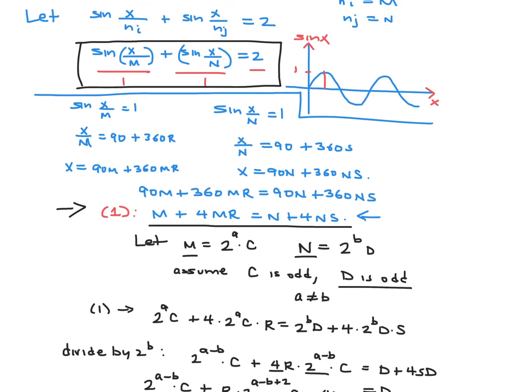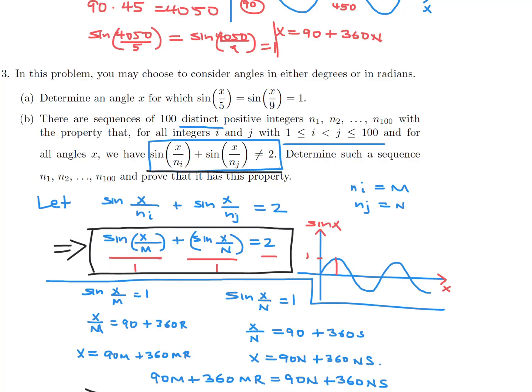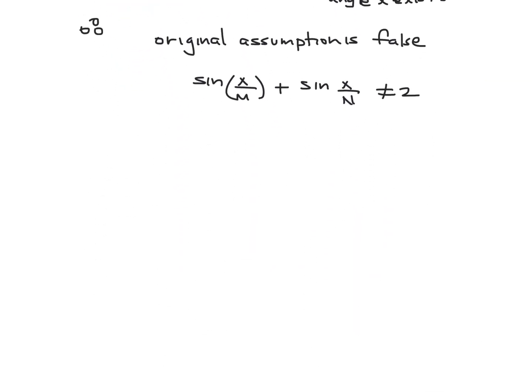Because here we had started off saying it equals 2, and then after this big long song and dance, we showed that it's impossible. So it does not equal 2. So we've proven this part here. But now we have to determine a sequence. There's still more to the question. Okay, let's do the last part.